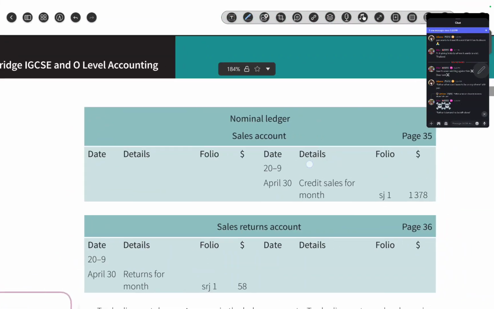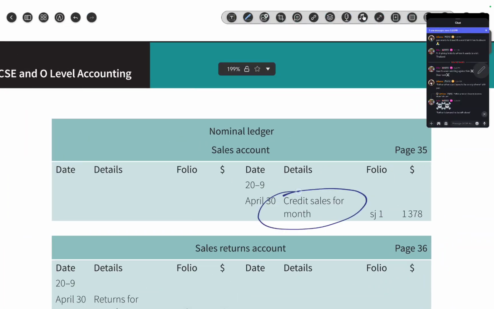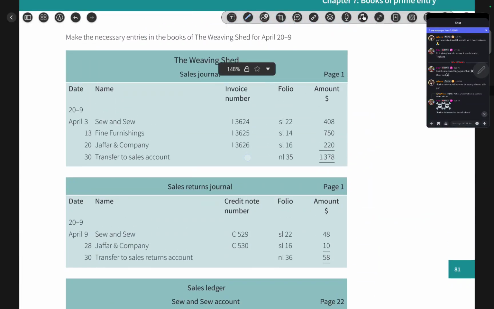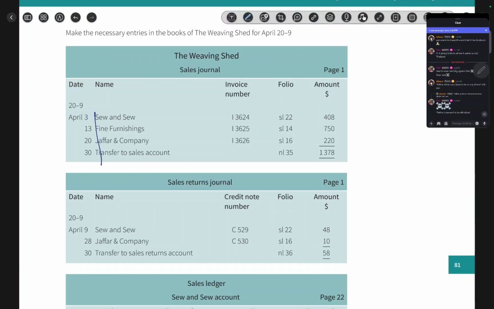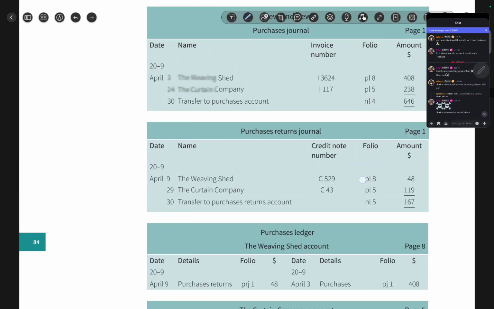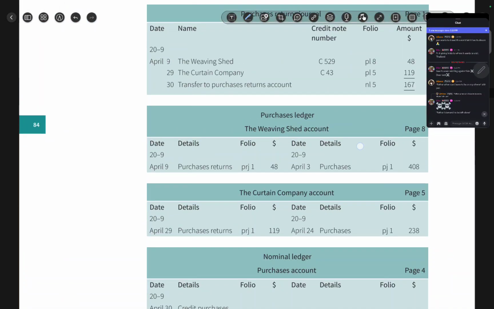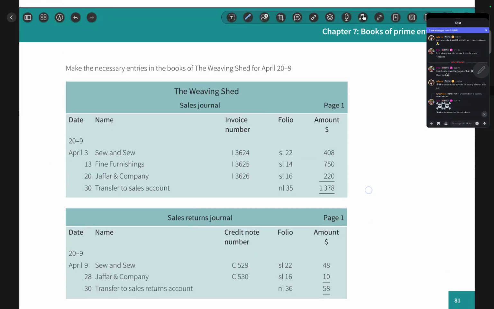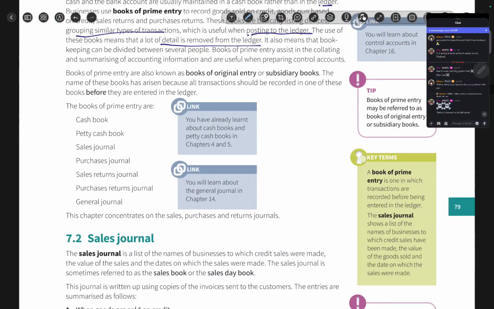So you see the sales account, it only has one thing. It only has credit sales for the month, 1378. Normally it would have 4 different people, like in the sales journal. So the point of the sales journal, what exactly happened? It reduced the number of entries in the ledger. Before, the ledger would have about four entries per month, but now the ledger has only 1 entry per month, and that is also the total for the month. You can see 1378, and you can also see 1378 over here. All right, so that's their advantages.